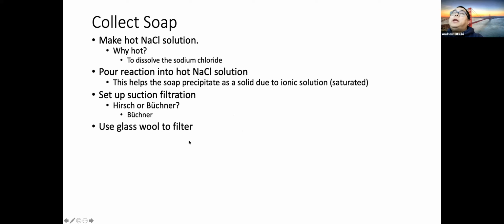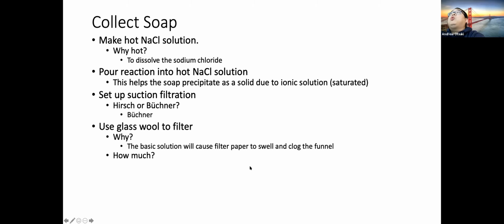We don't use filter paper because if we use filter paper, the base solution will soak it up, and it will clog the funnel. So we don't want to do that. So we're going to use the glass wool, and glass wool is okay because we want the solid. We don't want to filter it. So the glass wool will prevent the clogging of the funnel. So that's why we use glass wool to filter instead of filter paper.